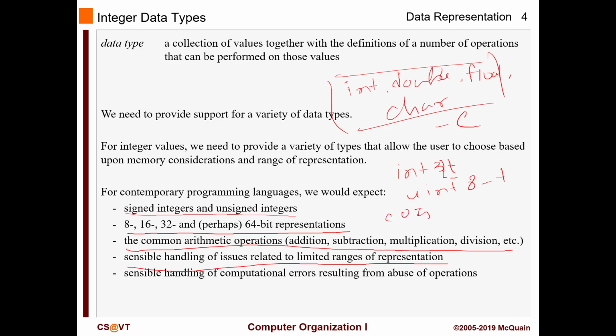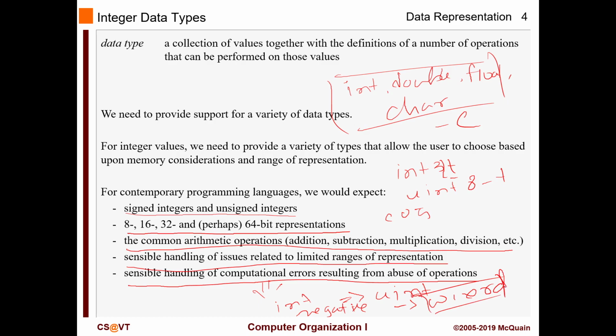In your CO5, you have seen how you can use typecasting to break through that, but you know how to use it. So I hope that assignment itself was pretty useful for you. Sensible handling of computational errors resulting from abuse of operations. So this one you have to take care of yourself, because whenever you're using int and you're converting it to uint, and if it's negative, then it's a very weird number over here. So this one is on you.